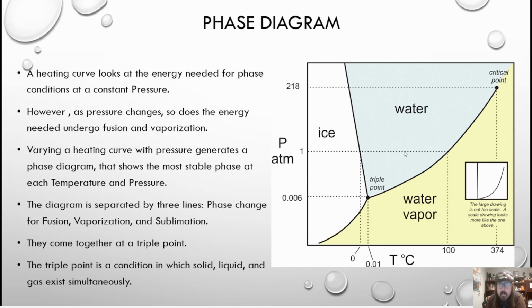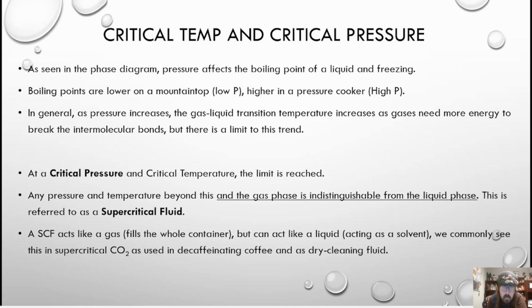There's one other point of note, and I think we'll talk more about this on the next slide, which is the critical point. It's where the heat of vaporization essentially dies. So, as you notice in the phase diagram, the pressure affects the boiling point of the liquid and its freezing.